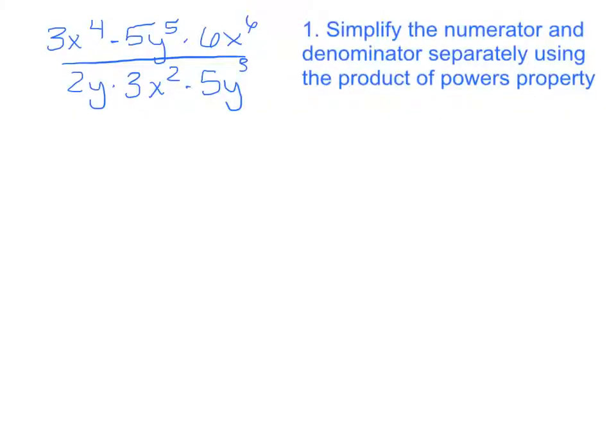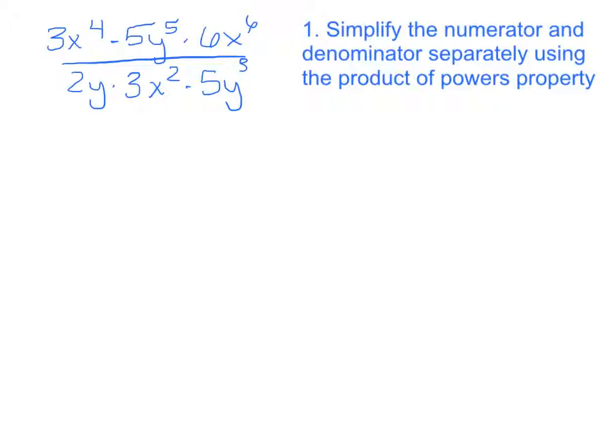In this example, we are going to be simplifying the expression 3x to the 4th times 5y to the 5th times 6x to the 6th all over 2y times 3x squared times 5y to the 3rd. So our first step in a complex problem like this, we're actually going to regroup our numbers and then regroup the factors with the same bases. So this would look like this.